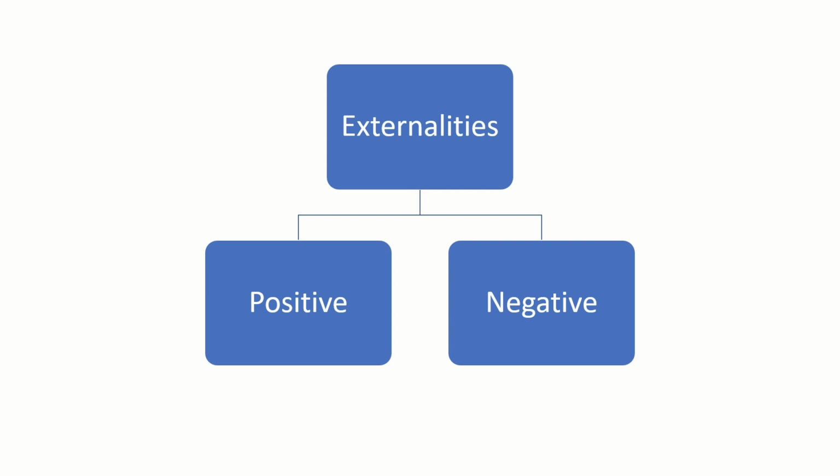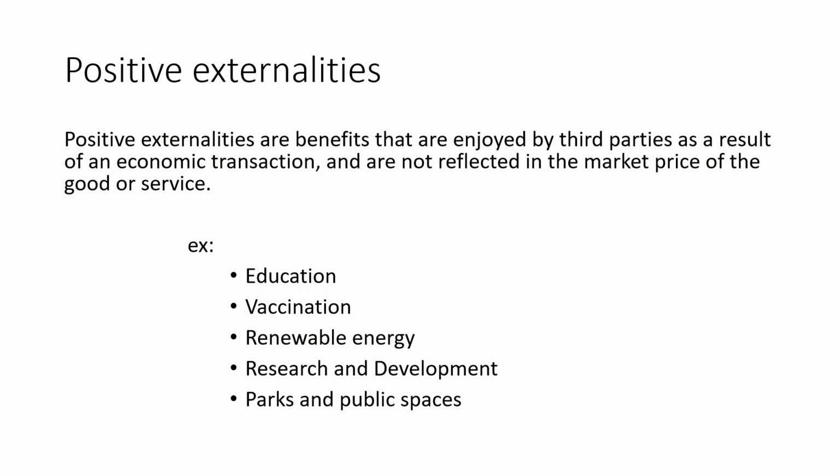There are two types of externalities, positive and negative. Let's talk about the positive externalities first. Positive externalities are benefits that are enjoyed by third parties as a result of an economic transaction and are not reflected in the market price of the good or service. For example, education. When an individual receives education, they not only benefit themselves but also society as a whole, as they are better equipped to contribute to the economy and participate in civic life.